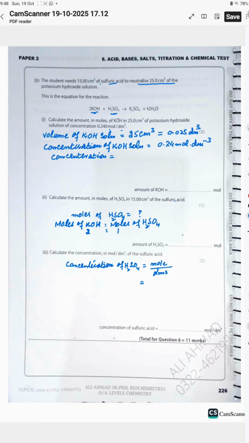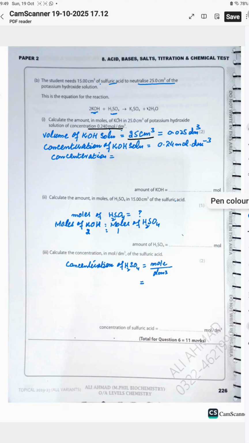Now the first thing is that the volume of the KOH solution is 25 centimeter cube. And you have to convert this 25 centimeter cube into decimeter cube. For this reason you have to divide it by 1000 and your answer comes to be 0.025 dm cube. Now the concentration of the KOH is 0.24 mole per decimeter cube. That's given in the question, mole per decimeter cube. Now from here you are going to find out the amount in moles.